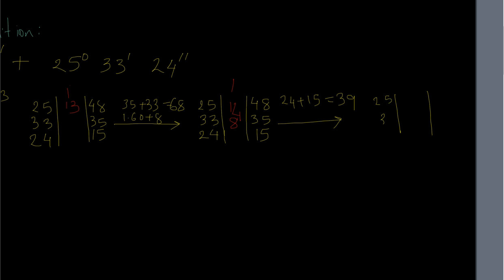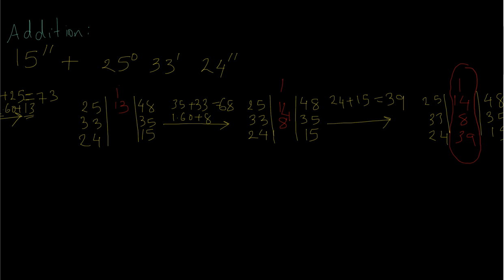So 25, 33, 24, 48, 35, and 15. So let me change the color. So I will simply put 39 here, and we are going to keep the numbers from previous steps as they are, and therefore we are finished and the answer is obtained in the middle. So therefore the result of this addition is 114 degrees 8 minutes 39 seconds.